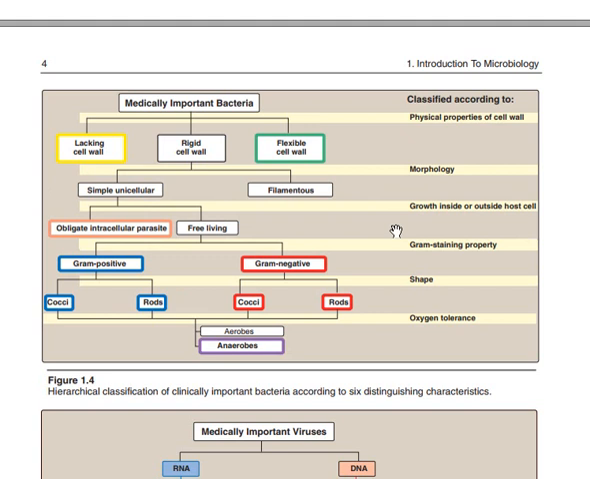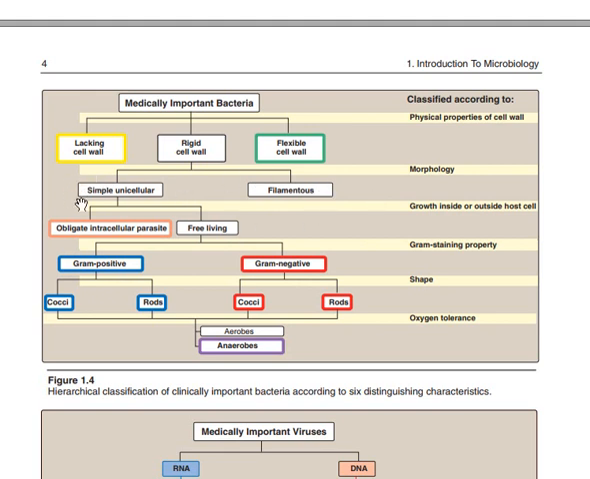Now, based on the gram staining property, you just use a gram stain, and those gram stains are going to attach on either peptidoglycan or non-peptidoglycan molecules. Peptidoglycan molecules are going to result in gram-positive microorganisms. So when they are free living, either they can be simple unicellular or filamentous like actinomyces. Actinomyces are filamentous, or they are simple unicellular.